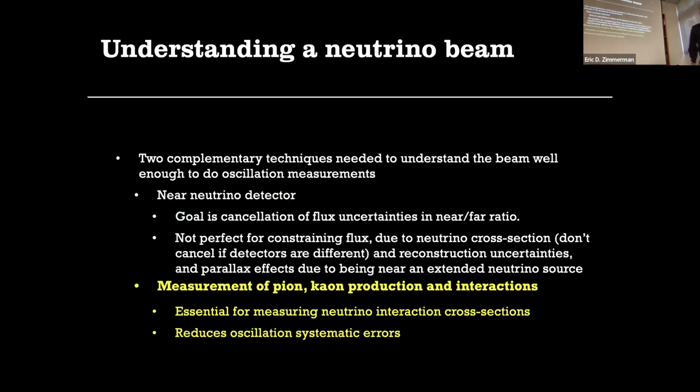So we use 2 complementary techniques to understand the beam well enough to do oscillation measurements. One, of course, is a near neutrino detector. This is really critical. The goal here is cancellation of flux uncertainties in the near-far ratio. Of course, it's not perfect for constraining the flux for several reasons. Neutrino cross-sections, of course, don't cancel if the detector materials are different, as is the case in T2K. But even if the detectors are the same, there are parallax effects due to being near an extended neutrino source. And if you don't understand your flux, you can have biases on your reconstruction parameters as well.